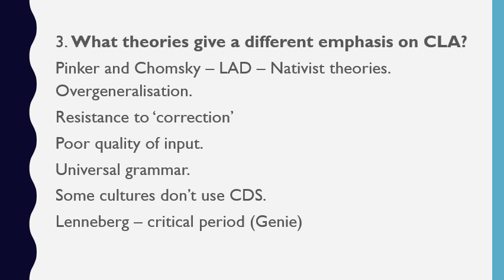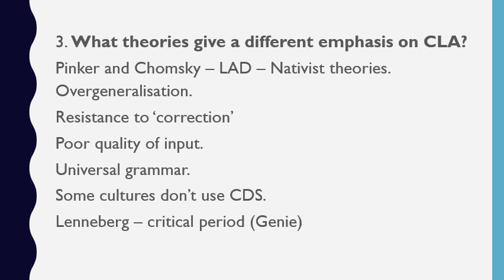But there are theories that give a different emphasis on child language acquisition. Pinker and Chomsky, for example, with what was called the language acquisition device. The Nativists believed that children have an inbuilt ability to acquire language, and they have some evidence that children are not just copying what they hear. For example, the overgeneralisation in grammar, and you can give some examples of that, like 'runned', and the way that they are resistant to being corrected. This shows the language acquisition device is working: they are using the regular grammatical rules, they have an ability to interpret them, and they are overgeneralising them.